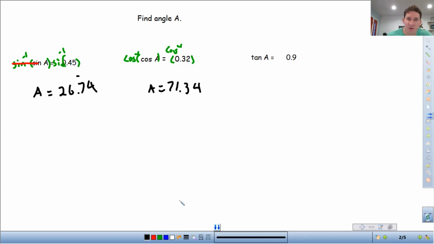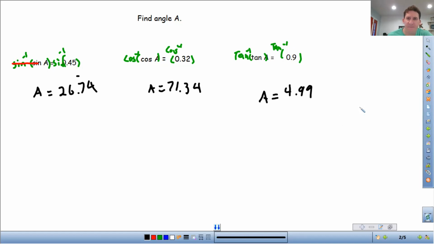And then the last one, tangent, it's the same thing. You take the inverse tangent of both sides. So tangent to the -1 of 0.9. And the inverse tangent of that is 41.99 rounded.